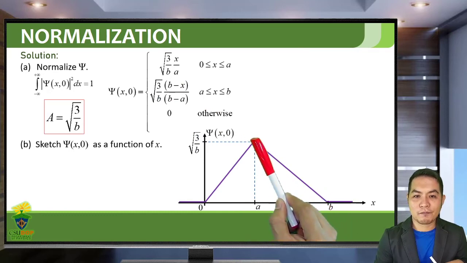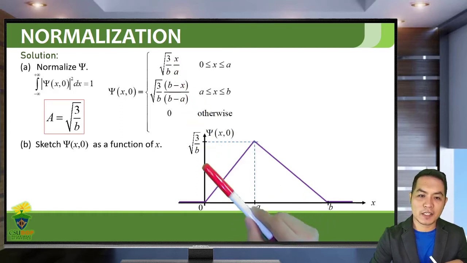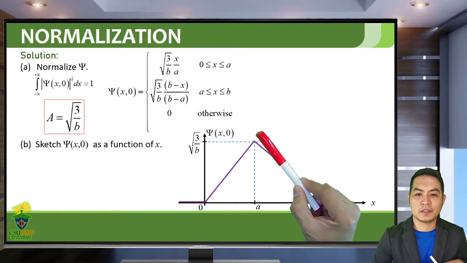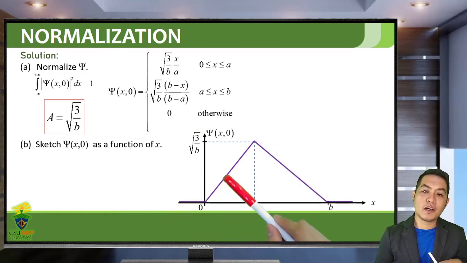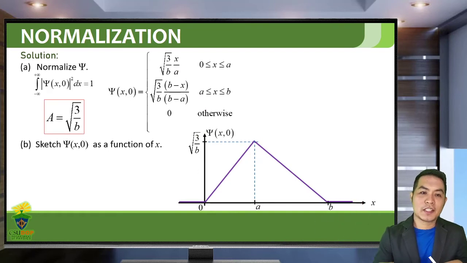So it's a line. It's a line sloping downwards because it's negative x. Here it's positive x, so it's a line sloping upwards. So this is your plot of your initial wave function. So it's a line, it's triangular. Okay.